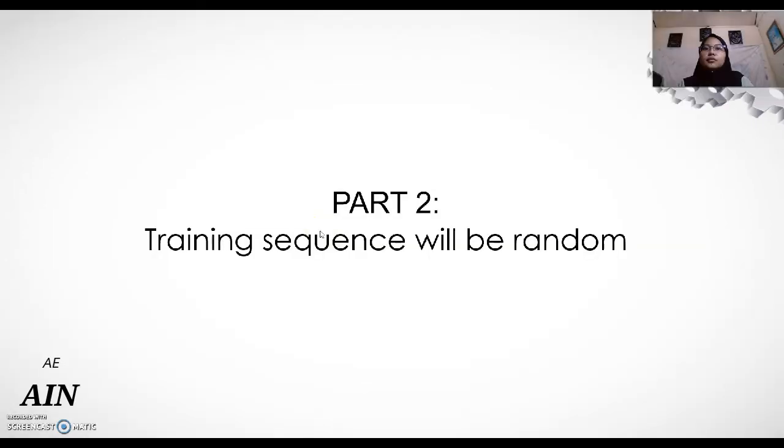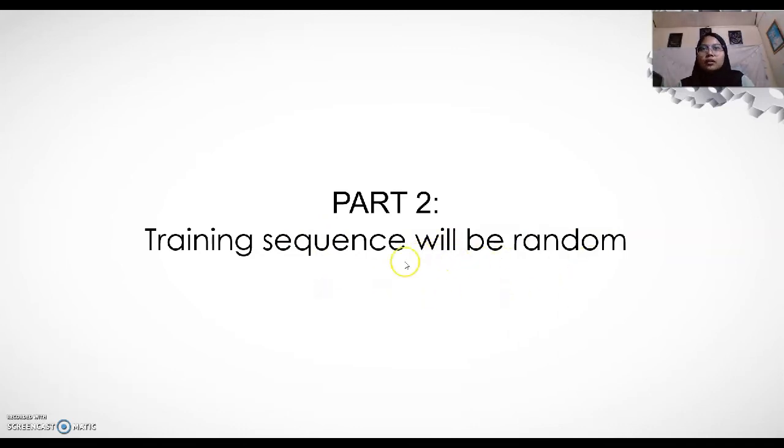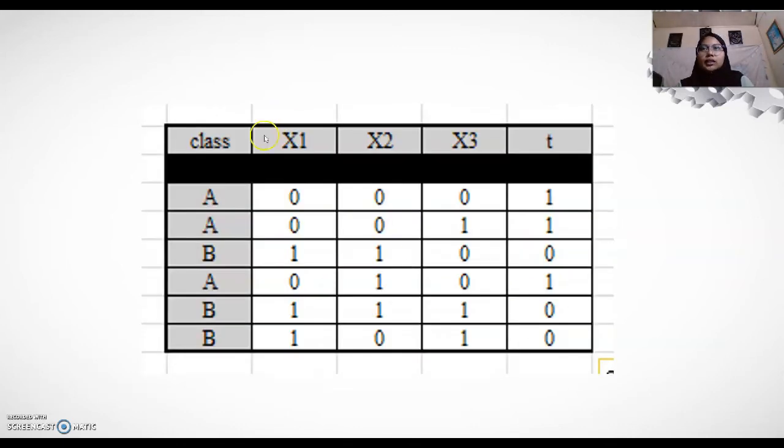Thank you. For part 2, the training sequence will be random, which means the arrangement of class A and class B is random, for example AB, ABB. So the value of T also changes due to these changes.